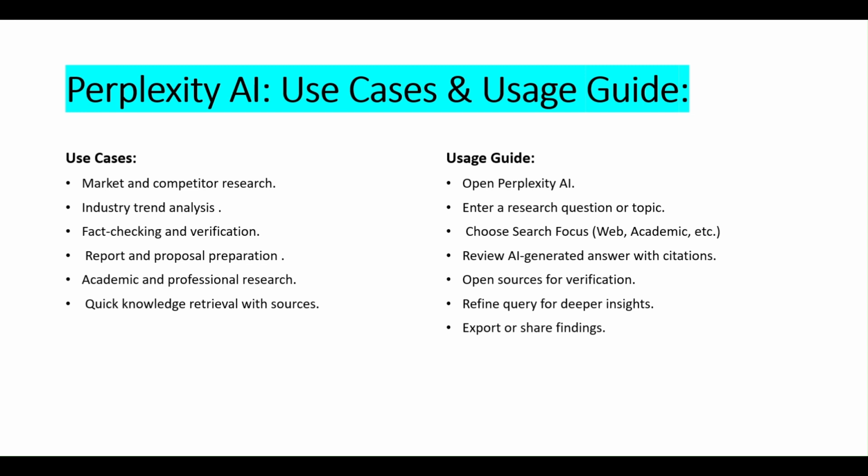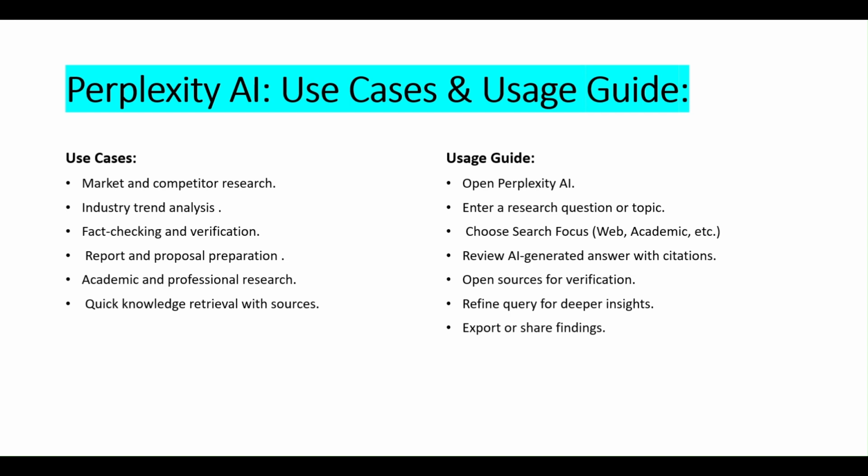So, now let's look at some of the use cases of Perplexity AI and how we can use it effectively. Perplexity AI is very useful for market and competitor research because it helps us collect information from different sources quickly. It can also be useful to analyze industry trends, verify facts before using them, prepare reports and proposals, and carry out academic or professional research. Overall, it helps us find reliable information in much less time.